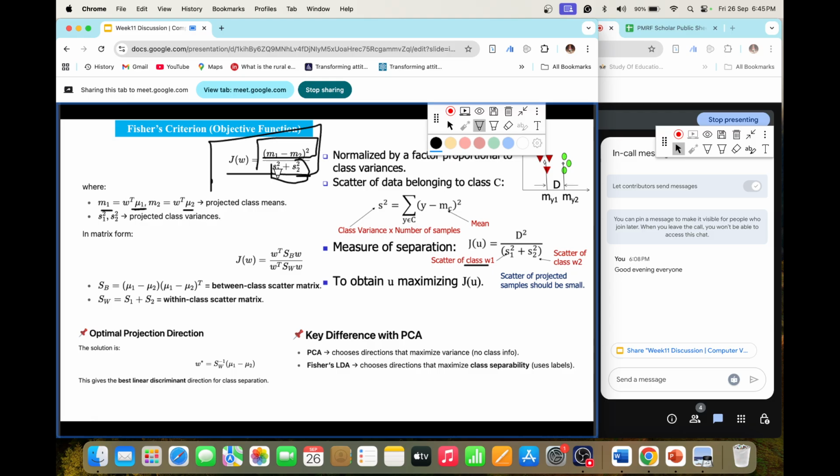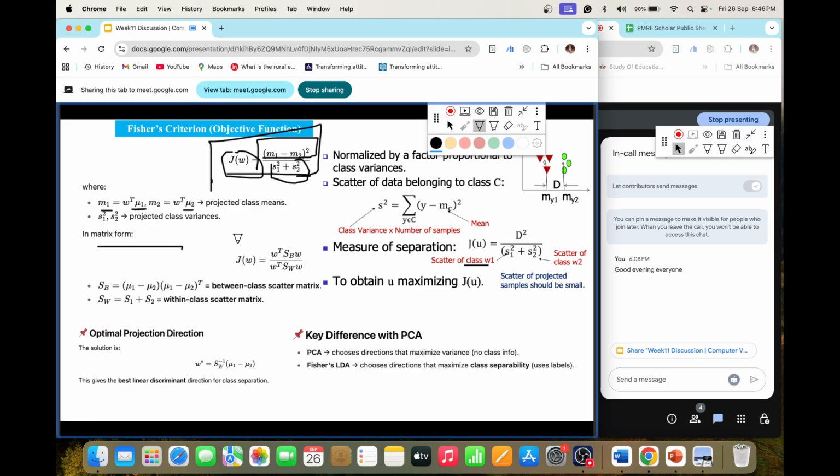So the denominator is the scatter within the two classes. We want the scatter between the two classes to be as large as possible, and the scatter within the two classes to be as small as possible. Because if the numerator increases and the denominator decreases, only then will we get a better value of separation. If we increase the numerator, the value increases, and as we decrease the denominator, the value again increases. That is the idea of Fisher LDA.